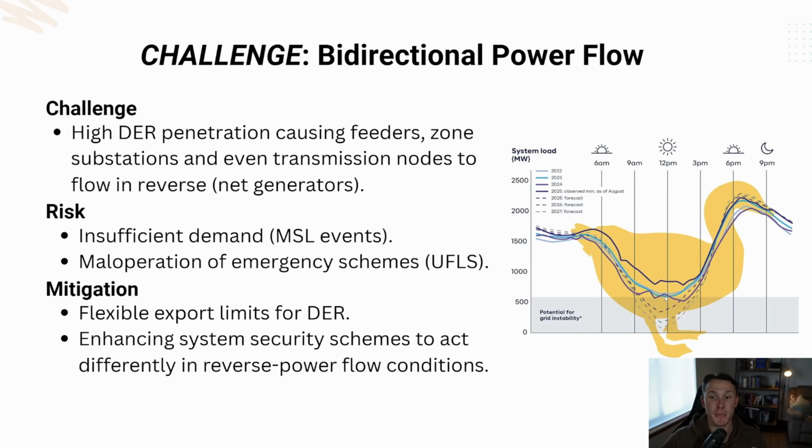So mitigation here is actually enhancing schemes such as the UFLS scheme to act differently in reverse power flow conditions, effectively dynamically arming these schemes such that if the feeder is operating in reverse power flow, it does not trip that feeder. In addition to this, specifically for the minimum demand days, tools such as flexible export limits for permissible DER are being enacted and are highly effective.